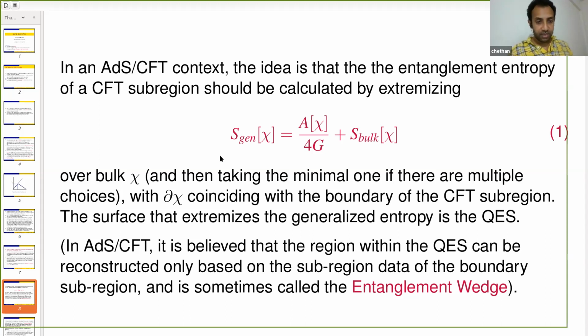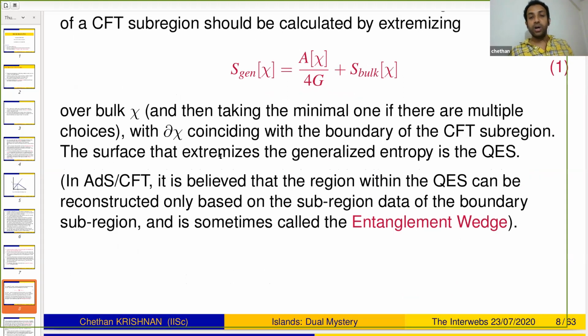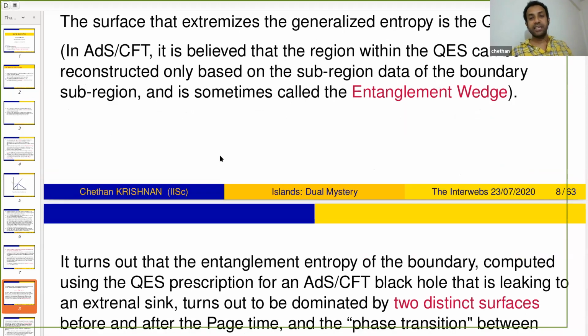One passing comment: in AdS/CFT, it is believed that the region within the quantum extremal surface can be reconstructed based only on the data of the boundary subregion. Which means that the region bounded by this quantum extremal surface can be reconstructed from the boundary, and so you call it the entanglement wedge. That's the definition of the quantum extremal surface, and in some sense the key object.